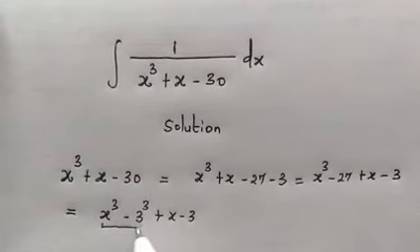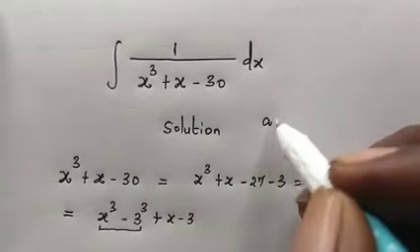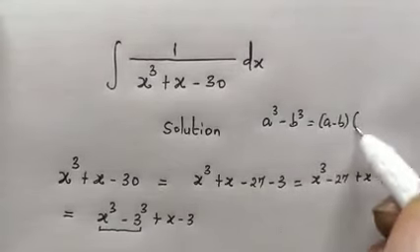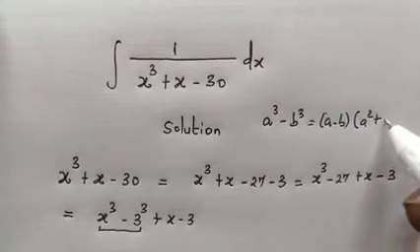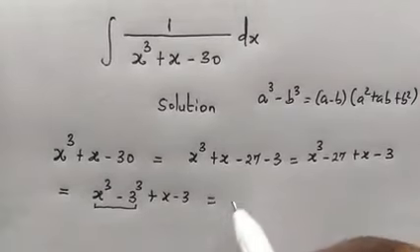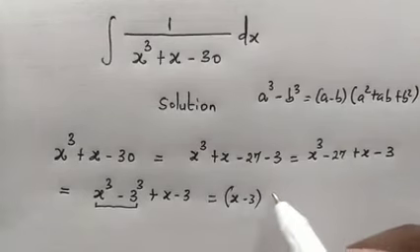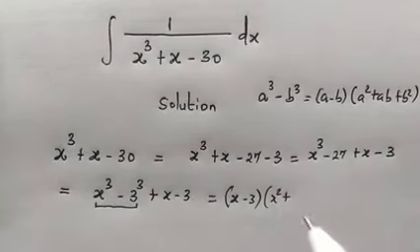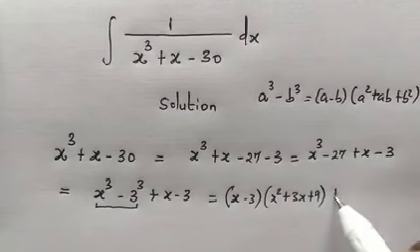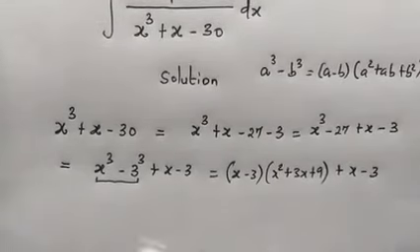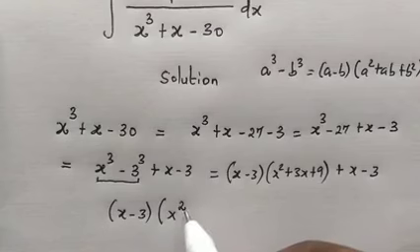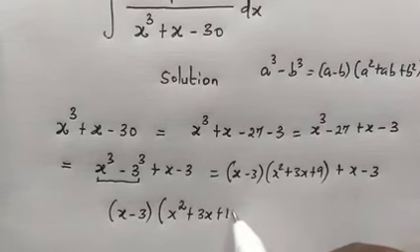If you use the difference of two cubes formula here, remember a cubed minus b cubed is equal to a minus b into bracket a squared plus ab plus b squared. Then this is going to become x minus 3 into bracket x squared plus 3x plus 3 squared, 9, and here plus x minus 3, of which if we factor out the common factor x minus 3, then we're left with x squared plus 3x plus 10.